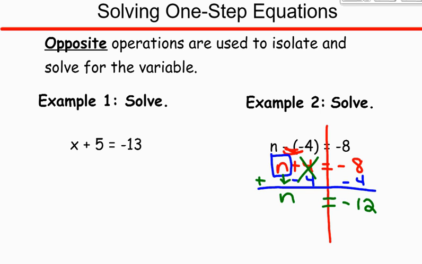And if you would like to go back and plug it in, negative 12 minus negative 4 equals negative 8. Again, these two negatives right here are going to turn into a positive, and that does come out to be negative 8.